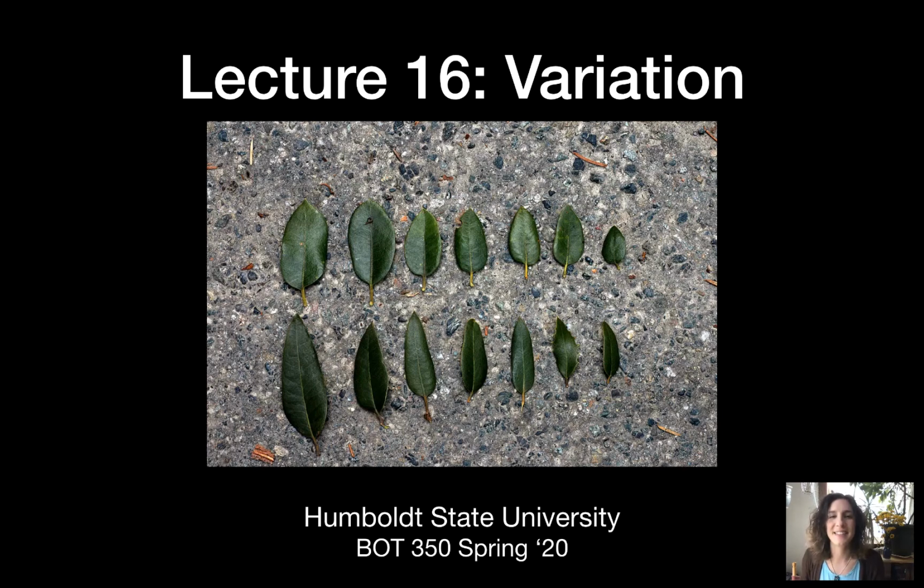Hey plant taxers, imagine we're all together in Founders Hall, room 118. We're going to do lecture 16 together. We're going to be talking about variation, and I'm going to try to get through this within about 20 minutes or so.